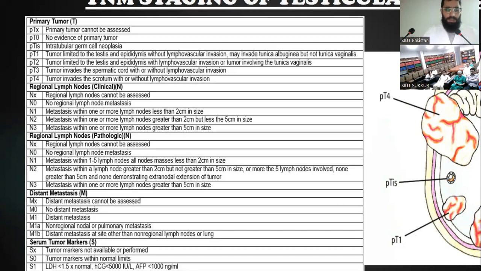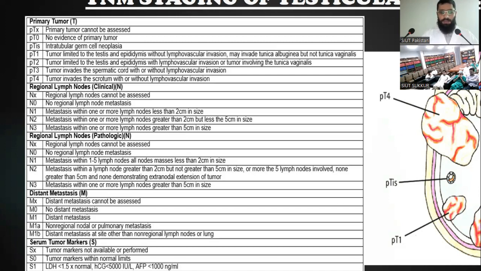M includes MX, that is distant metastasis cannot be assessed. M0, no distant metastasis. M1 is distant metastasis, which includes M1A and M1B. M1A is non-regional nodes or pulmonary metastasis, and M1B is distant metastasis at sites other than non-regional lymph nodes or lungs.